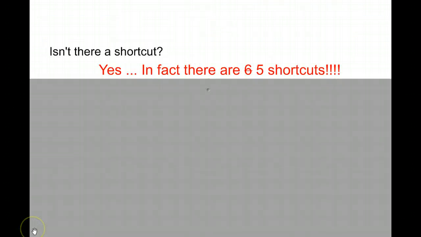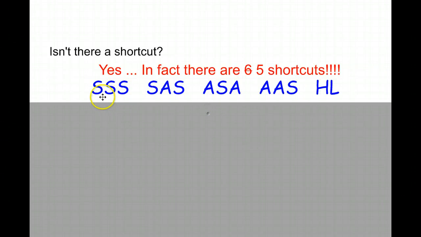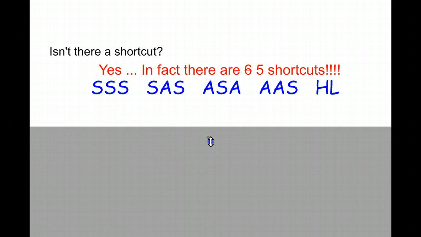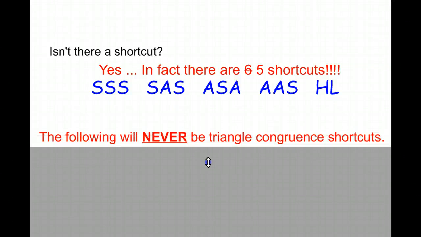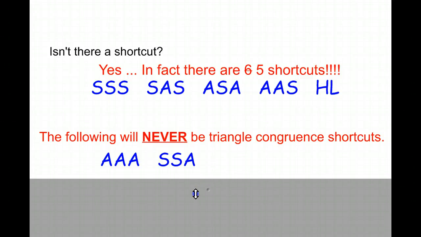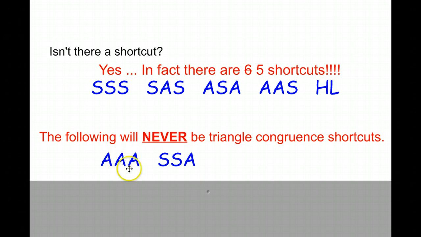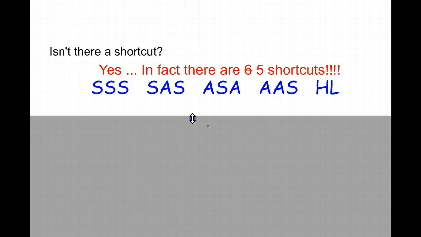Okay? So in conclusion, I want to actually correct something. I said that there were 6 shortcuts. That's a typo. There's actually 5 shortcuts. And the 5 shortcuts we've talked about are side side side, side angle side, angle side angle, angle angle side, and the hypotenuse leg theorem for right triangles. And those are the only shortcuts that will work. The following shortcuts are not actually shortcuts at all. They're actually fakers, and they will never work, which are angle angle angle, and side side angle. Okay? So we're going to be doing activities proving that triangles are congruent using only these. That's it.